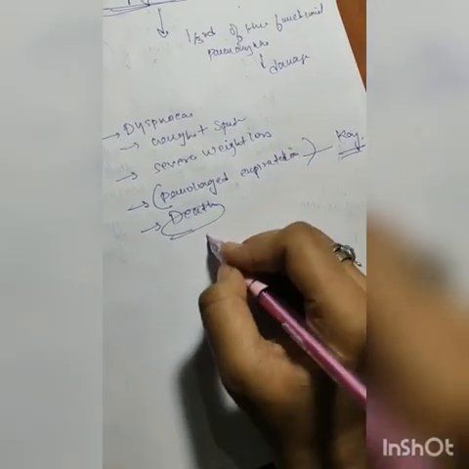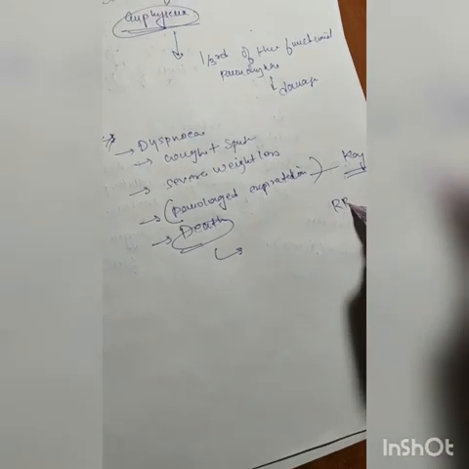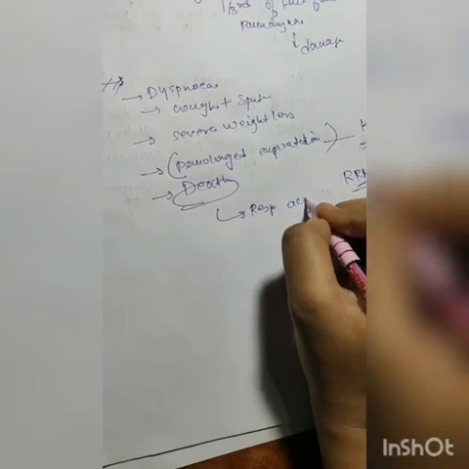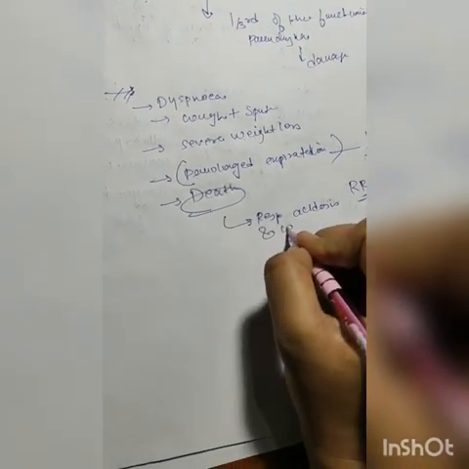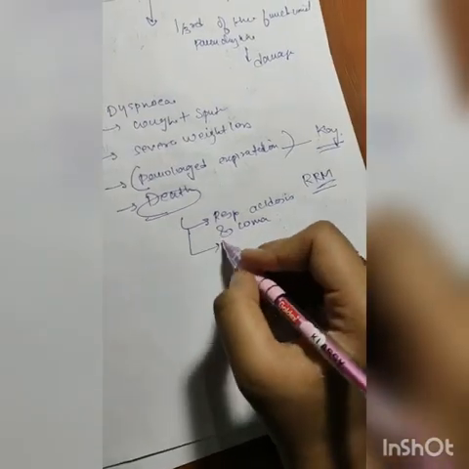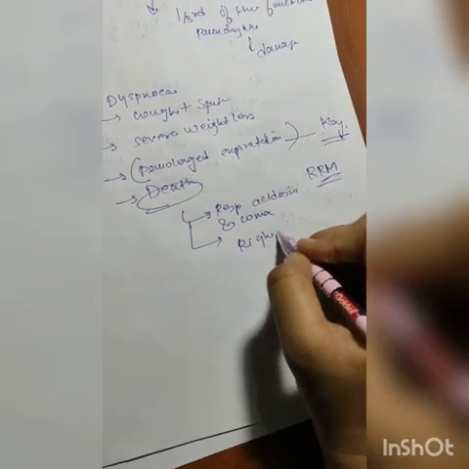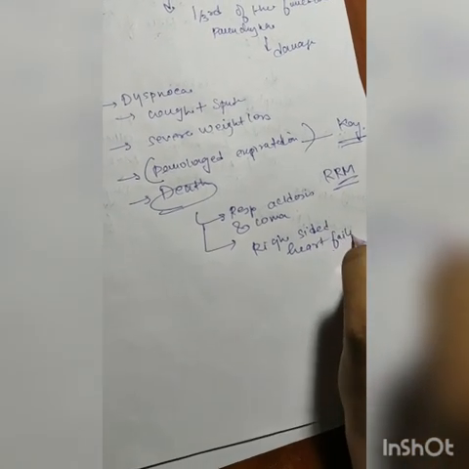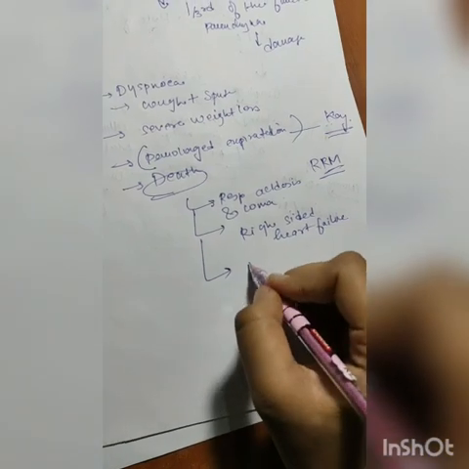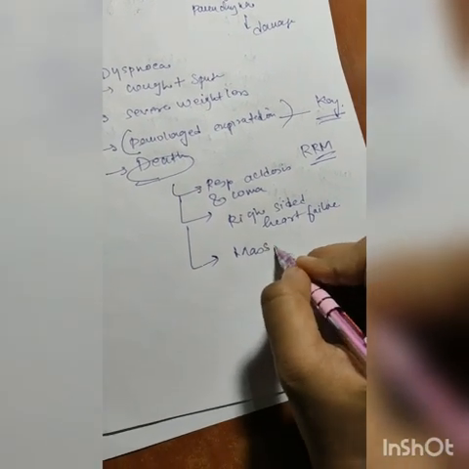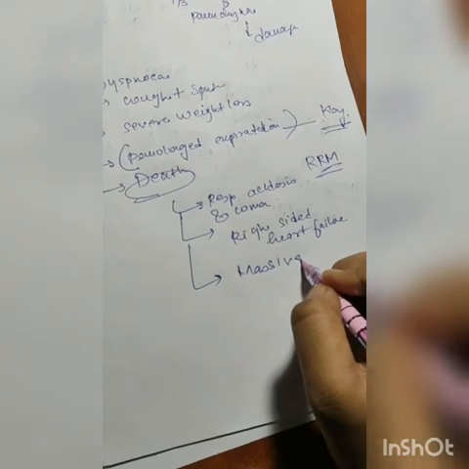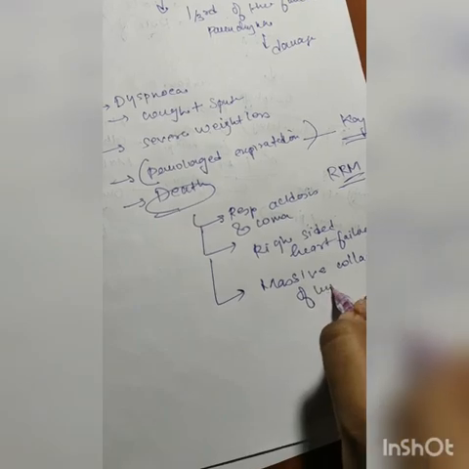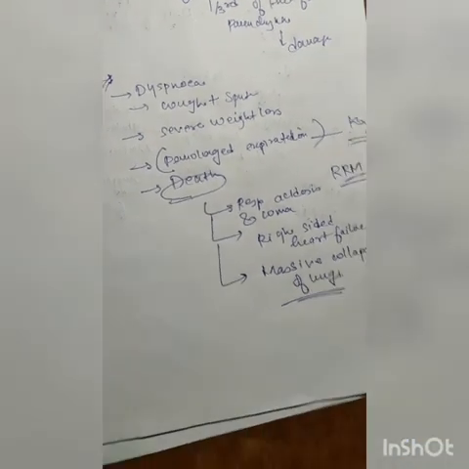Main cause of death, let's remember it as RRM. Respiratory acidosis and coma, right-sided heart failure, and M stands for massive collapse of lung, mainly secondary to pneumothorax. That's all for emphysema, and it's done.